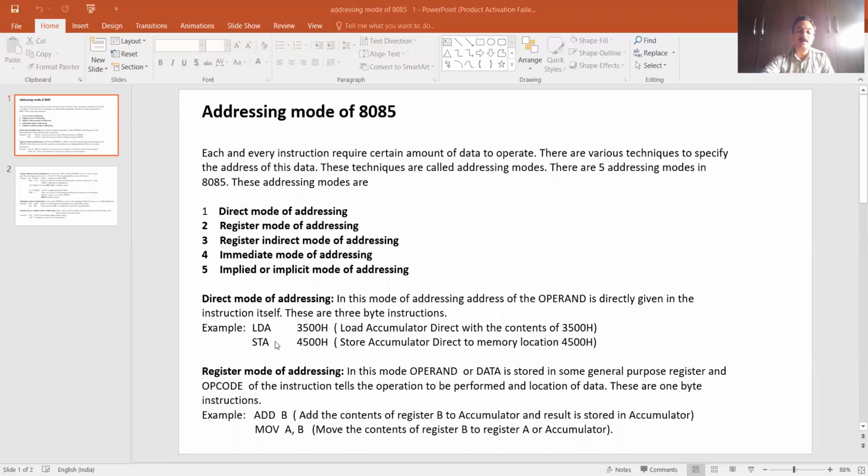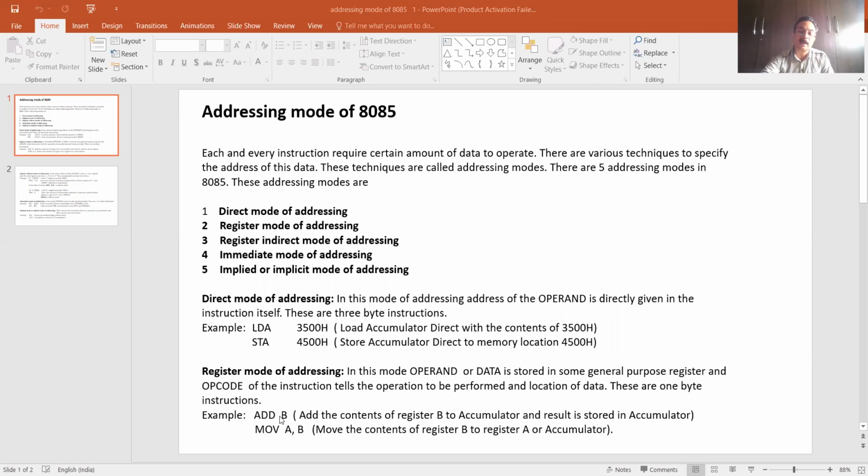We know that the various registers we use in programming are 6 general purpose registers: B, C, D, E, H and L, and the accumulator. So in register mode of addressing, the examples are ADD B, MOV A, B. Here in this example, the operand is stored in registers only. ADD B, the meaning of ADD B is add the contents of register B to the accumulator.